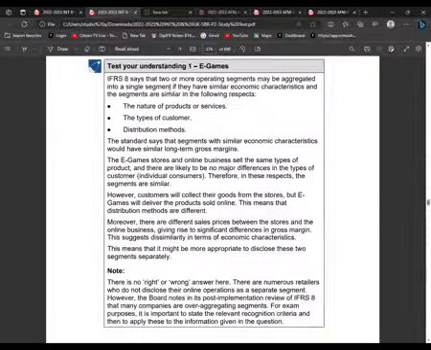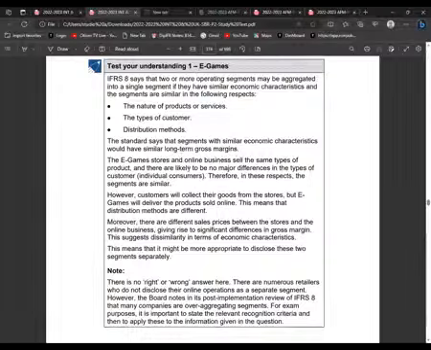IFRS 8 says that two or more operating segments may be aggregated into a single segment if they have similar economic characteristics and the segments are similar in the following respects. That we are selling, for example, the same type of products or services, to the same type of customers, and that we have the same distribution methods. The standard says that segments with similar economic characteristics would have similar long-term gross margins.